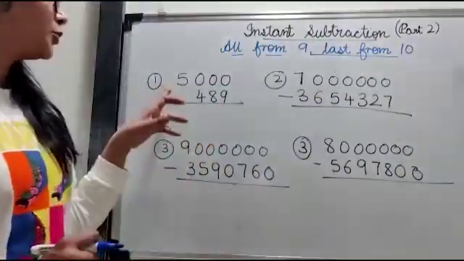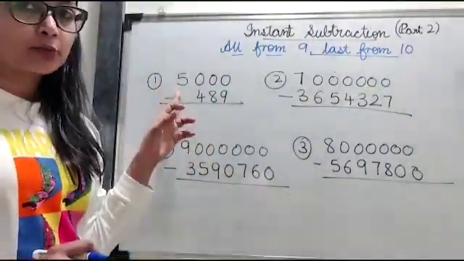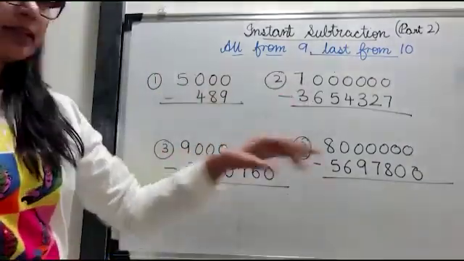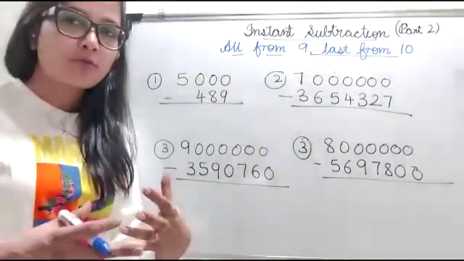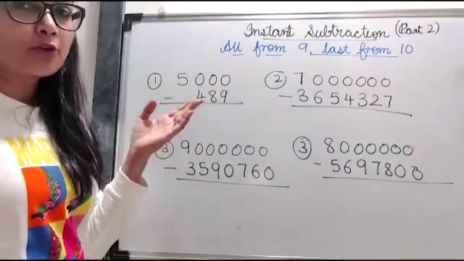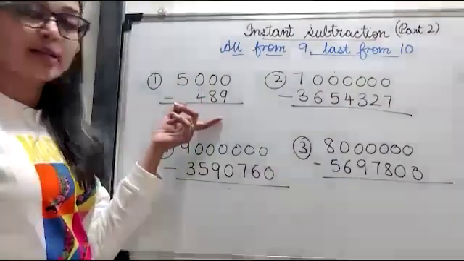Let's see, in the previous video I had all the numbers starting with 1. Now I have applied the numbers and given you 5, 7, 9 and 8000. So these are multiples of 1. So how will we solve using this sutra? The concept of all from 9, last from 10 starts from here.